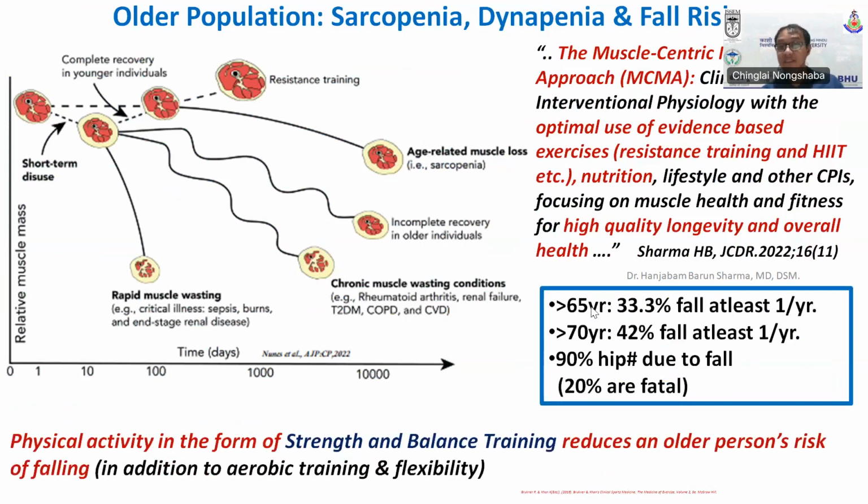Among adults more than 65 years of age, 30 to 33.3% will fall at least once a year. For those more than 70, 42% can fall at least once a year, and 94% of hip fractures are because of falls. And 20% of such hip fractures are fatal.